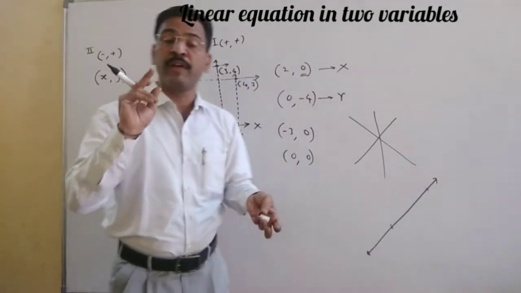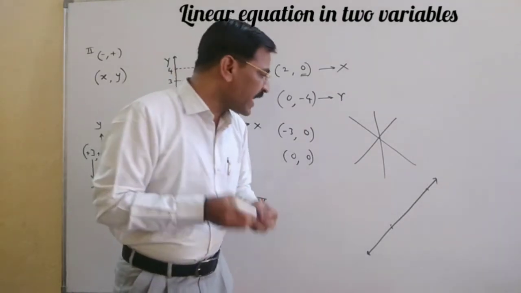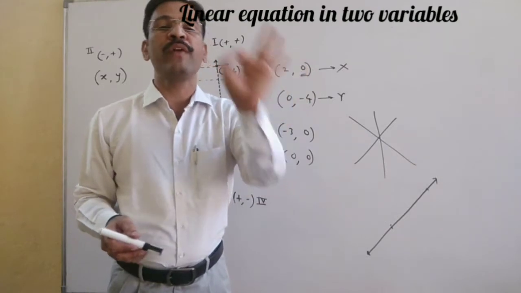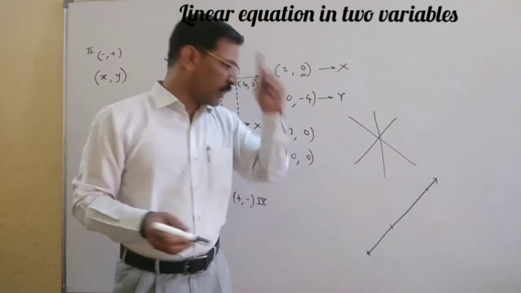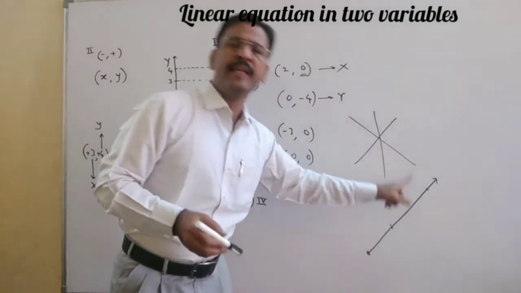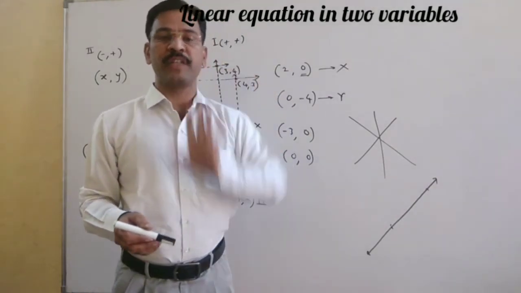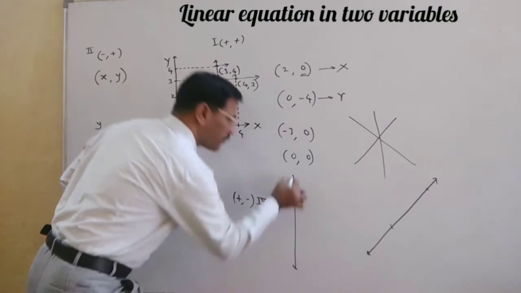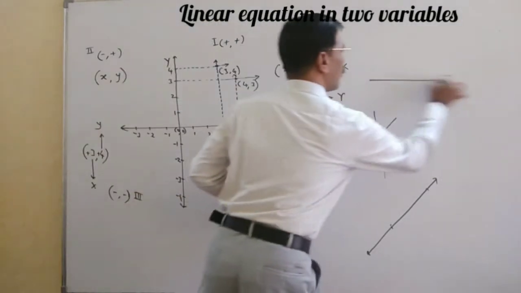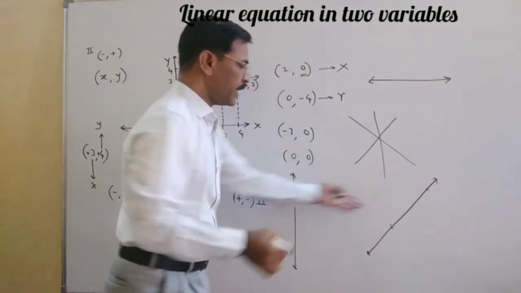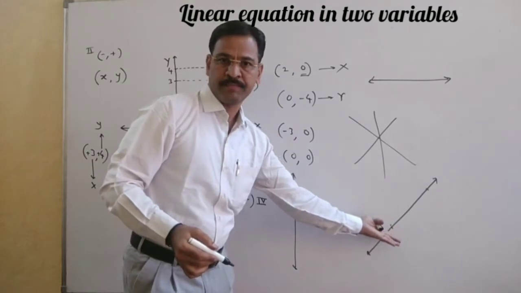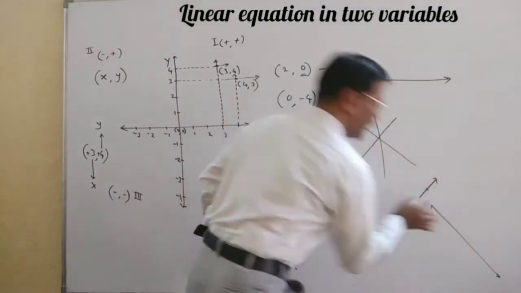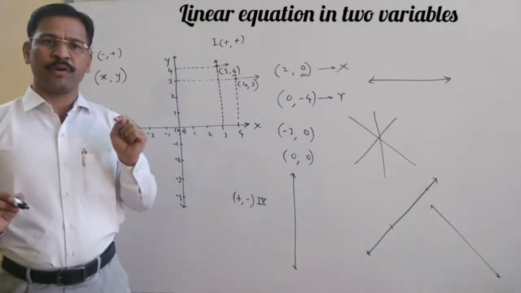One more point is very important. A straight line on a graph is the equation of a linear one. The graph of any linear equation is always a straight line. Sometimes it may be vertical, sometimes horizontal, sometimes slant, either on this side or on this side. Understand? It is very, very important.